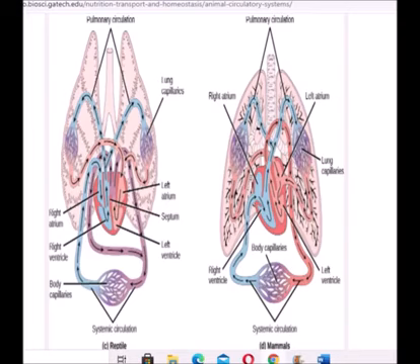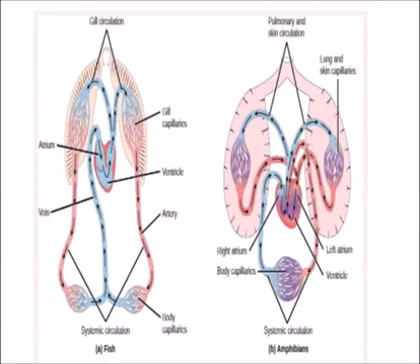In the fish, or let me take the amphibians first. In the amphibians, we have the pulmonary and skin circulation. In the lung, we have the lung and skin capillaries. Then we have the left atrium, we have the left ventricle, we have the right ventricle, we have the body capillaries, we have the systemic circulation, and that is what we have in the amphibians. You can see in the amphibian, we have the pulmonary and skin circulation. If it doesn't use the pulmonary method, it can use the skin.